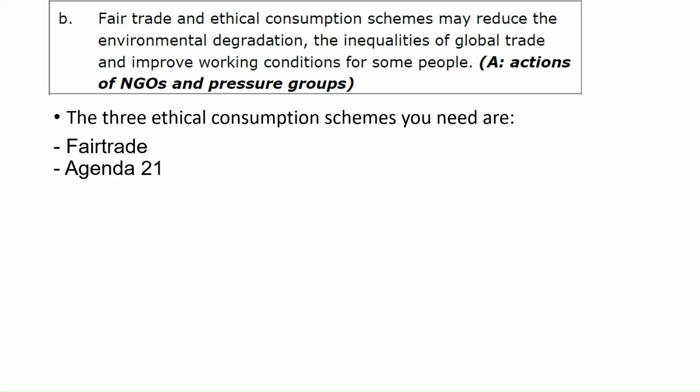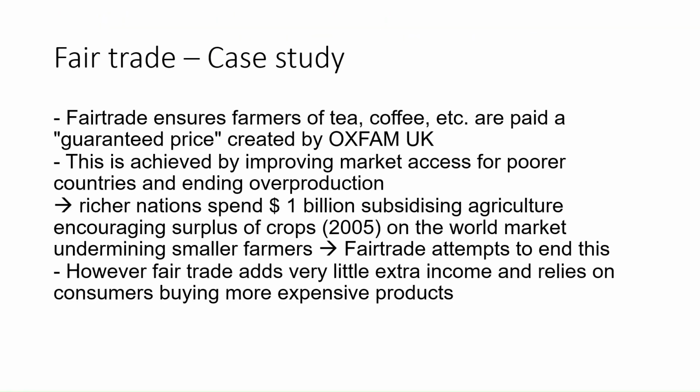So fair trade and ethical consumption schemes may reduce the environmental degradation and the inequalities of global trade, and improve working conditions for some people. So, the ethical consumption schemes you need to know are fair trade and Agenda 21.